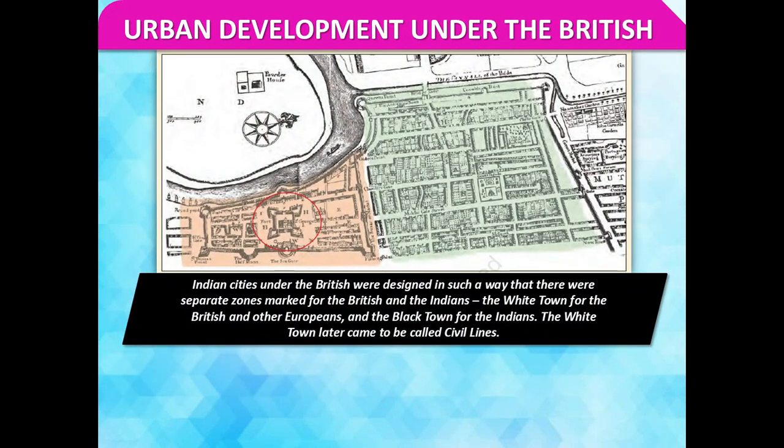Okay, so urban development under the British. Indian cities under the British were designed in such a way that there were separate zones marked for the British and the Indians. The white town was for the British and other Europeans, and the black town for the Indians. The white town later came to be called the civil line. In the British period, they marked it like this: these areas are marked as white town, and these areas are marked as black towns. So they separated our Indian cities. The white towns were under British control, and the black towns were under the Indians.